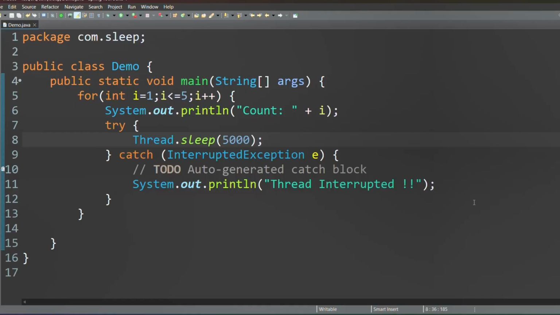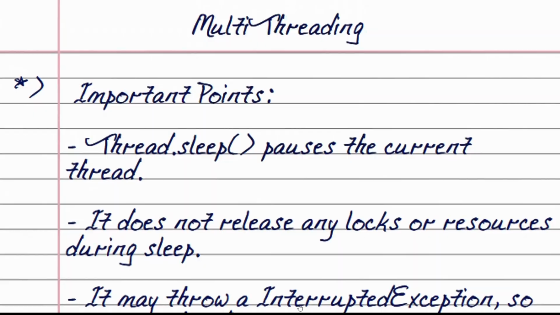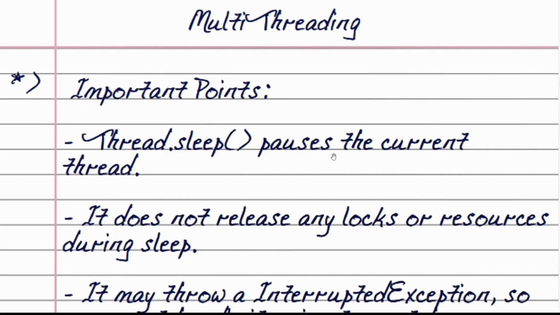So the main purpose of the sleep method is to pause the thread, and the thread goes into the blocked or waiting state for a temporary time. After the given time, it again comes back to its running state. Now let's see some important points related to the sleep method. Thread.sleep pauses the current thread.